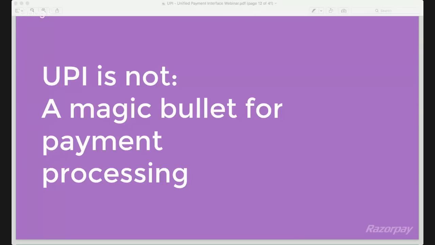UPI doesn't want to do all the things. As a result, it's still up to the banks and the other providers to integrate with it. And finally, there are a lot of other use cases for payments. It's not a magic bullet for payment processing because there are things like escrow payments that people want to do. And these things are not supported in UPI, at least as of now.